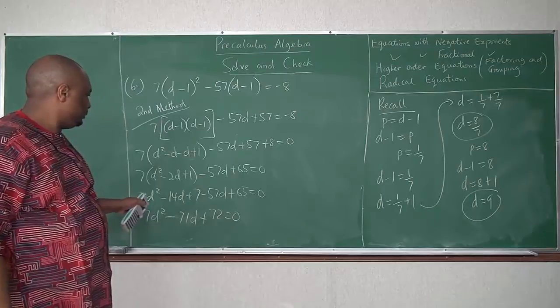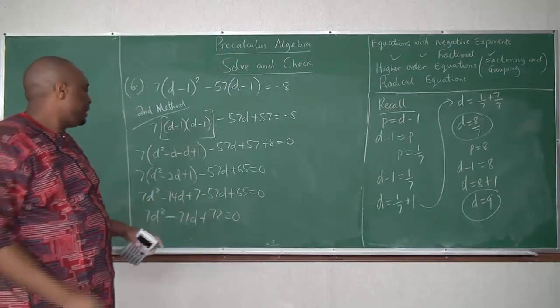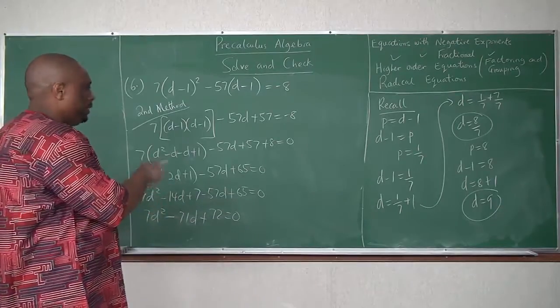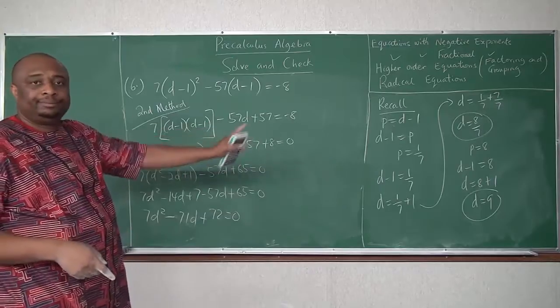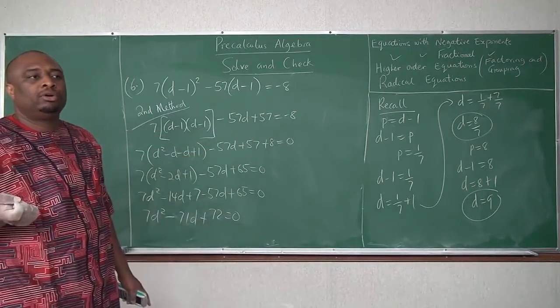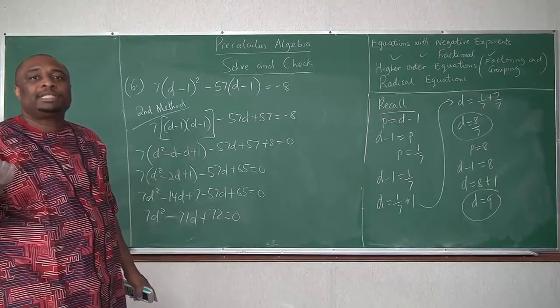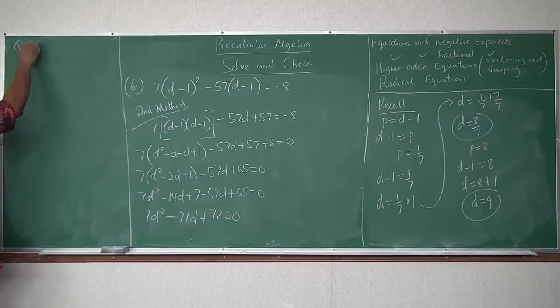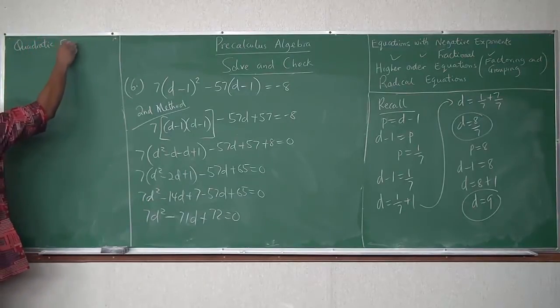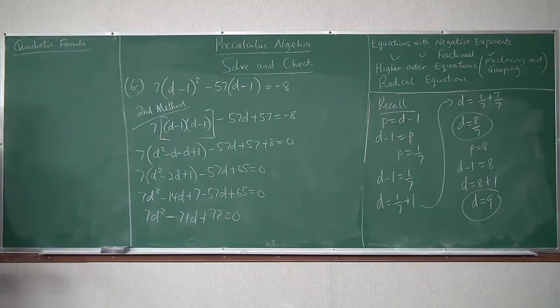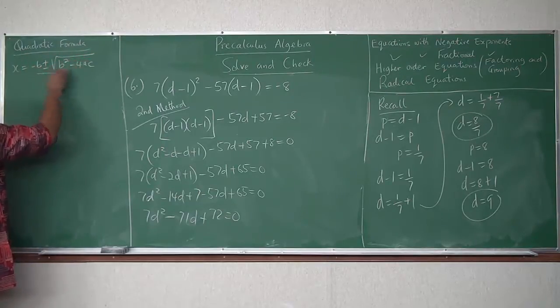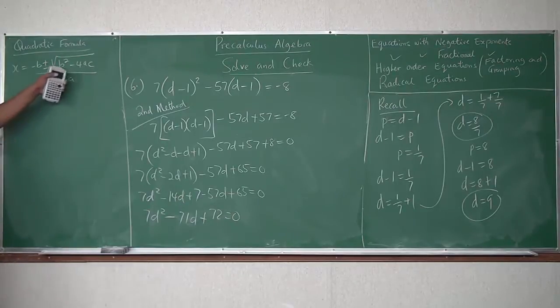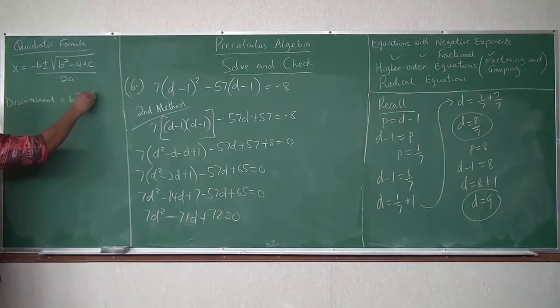Let's find out whether this can be solved by factoring. I know we can solve it by factoring because we've already gotten an answer here. But if you want to know whether a quadratic equation can be solved by factoring, you find the discriminant. Now, recall the quadratic formula: x is minus b plus or minus the square root of b squared minus 4ac, all over 2a. This part is called the discriminant. The discriminant is b squared minus 4ac.